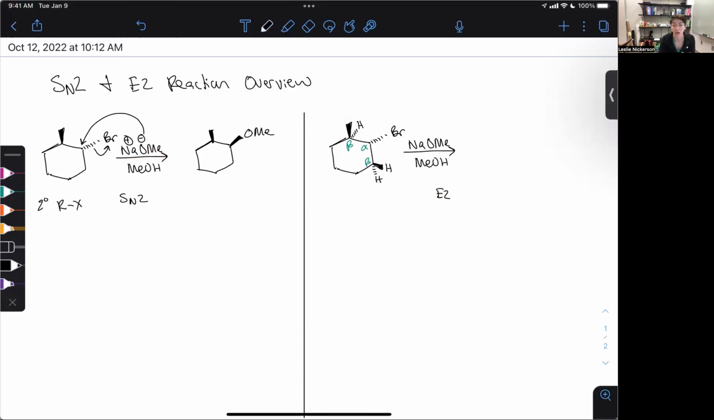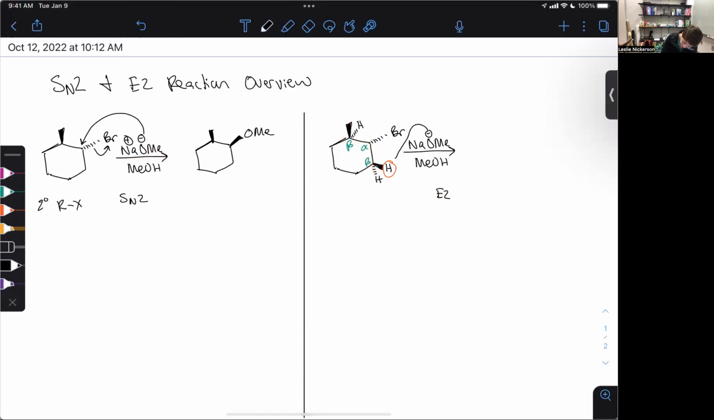Once we get here, I've drawn in all the beta hydrogens and I've got my beta carbons labeled. So now I'm looking for any H's that are anti to my leaving group. This H and that bromine are both on the same side. Those are cis to each other, or syn. That H and the bromine are syn, but this H and that bromine are anti. So we're looking at this H, and that's the one we're going to take.